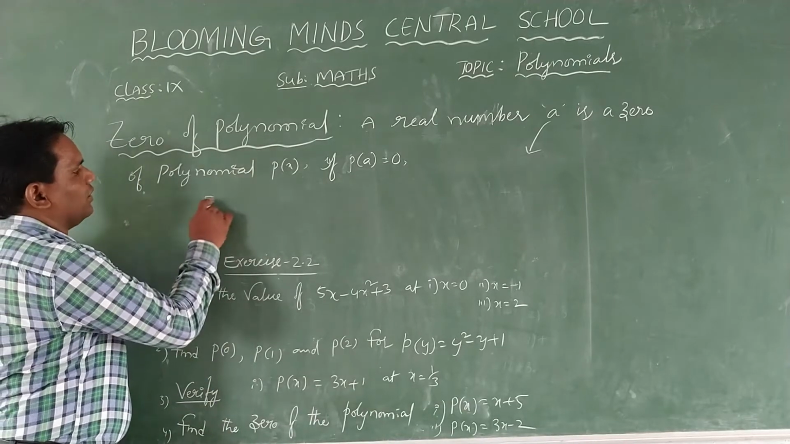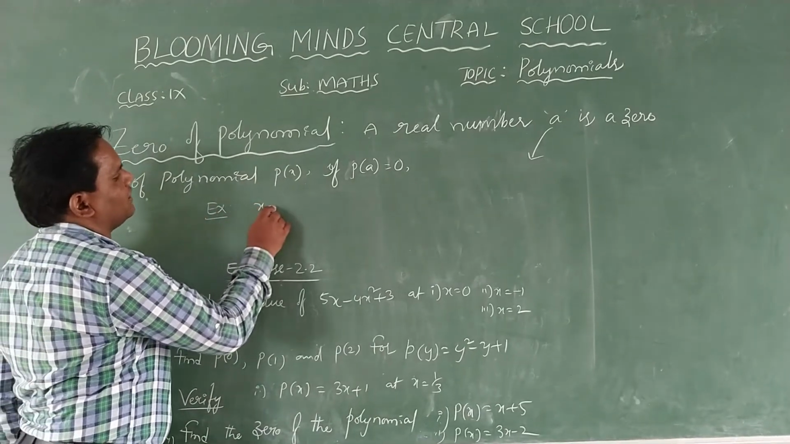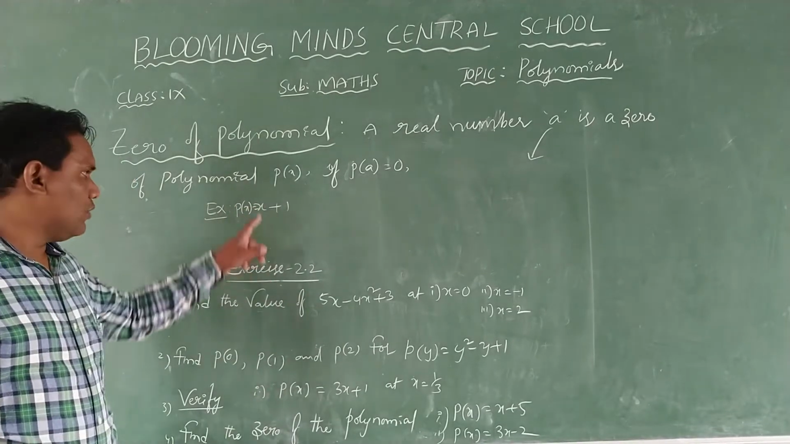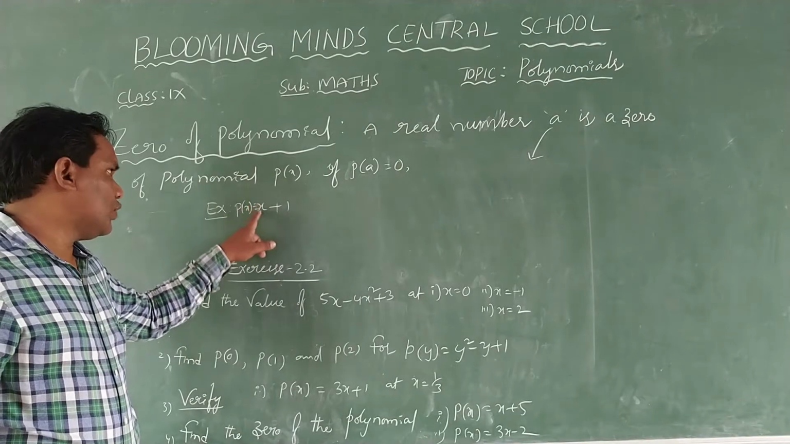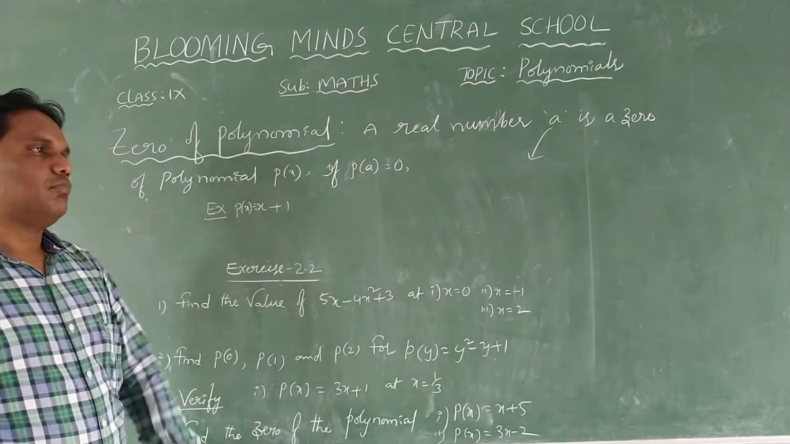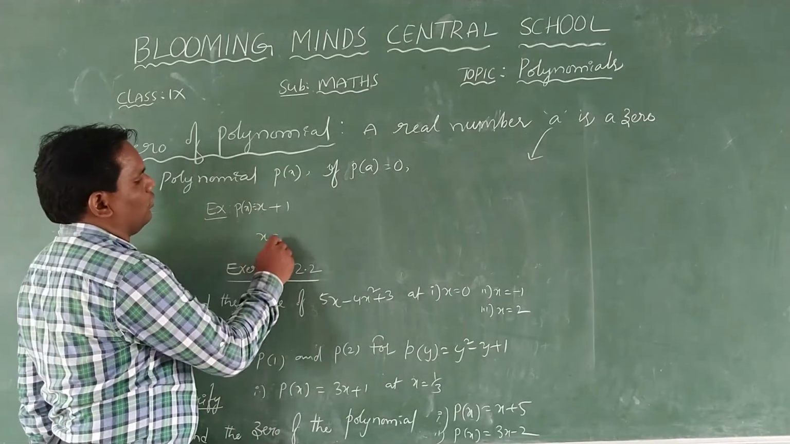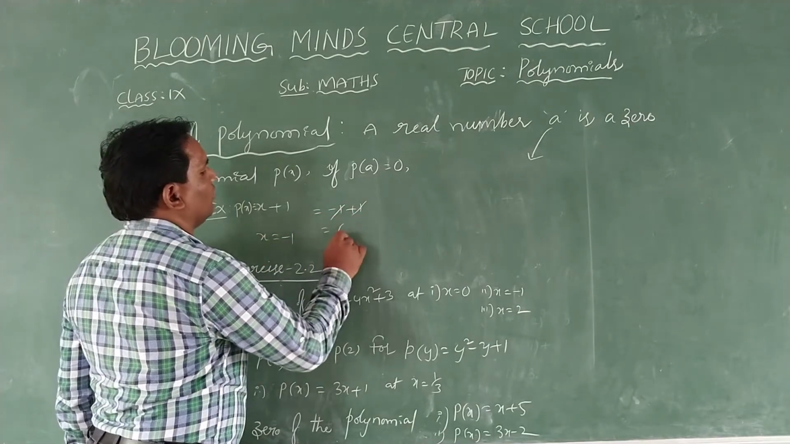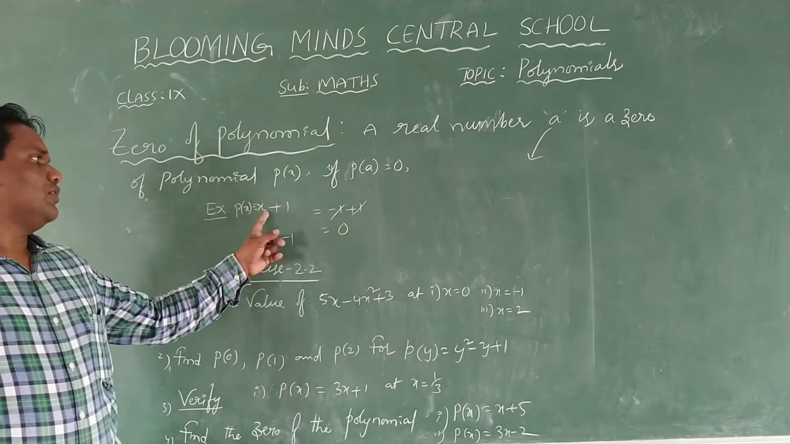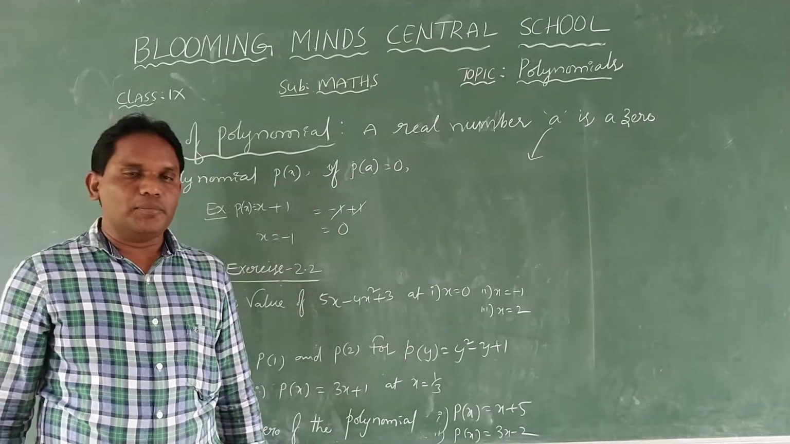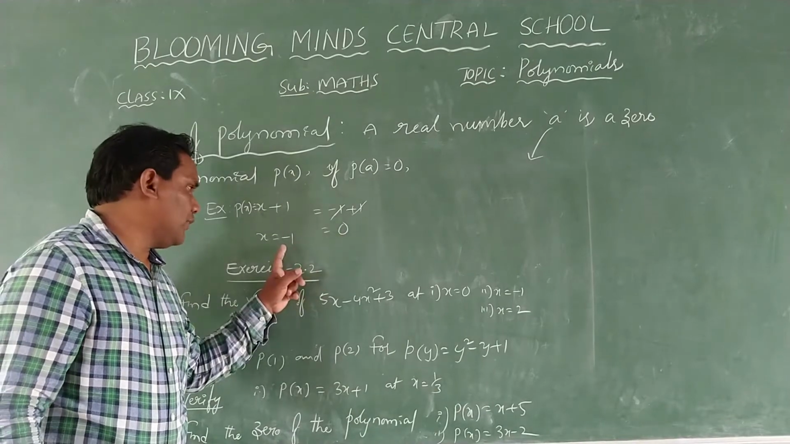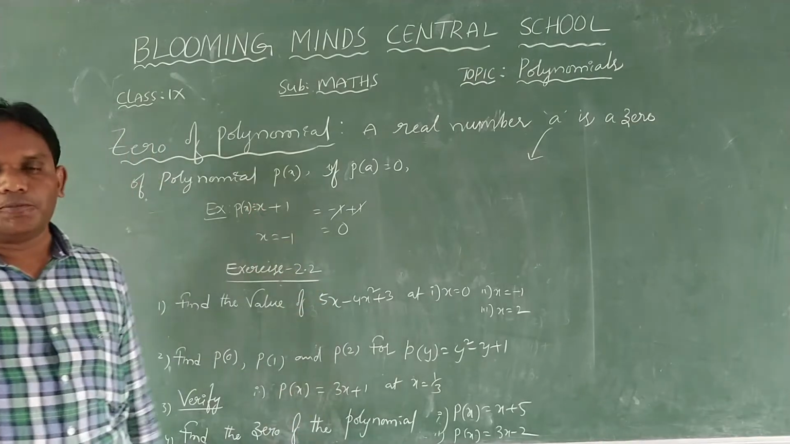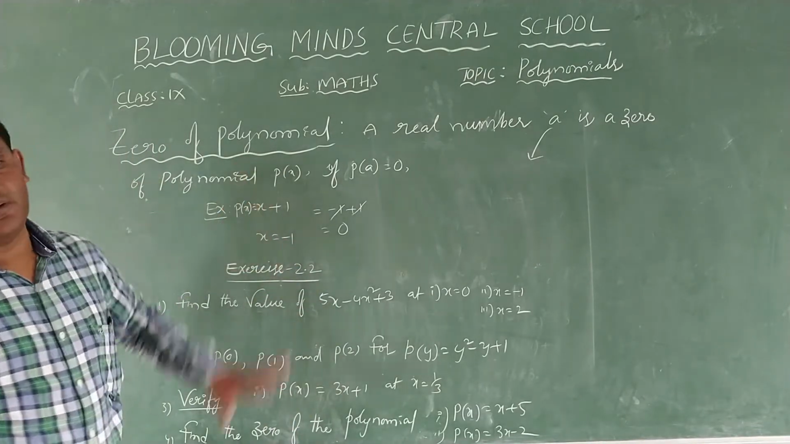So for example, you can see p of x is equal to x plus 1. For what value of x will this x plus 1 be 0? That means for x is equal to minus 1, minus 1 plus 1 is 0. So this p of x is equal to x plus 1 becomes 0 for the value of x is equal to minus 1. So this minus 1 is called the 0 of this polynomial.